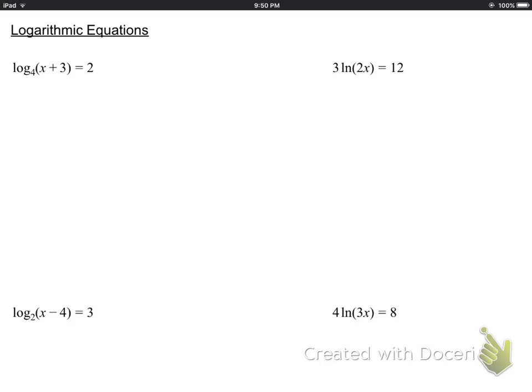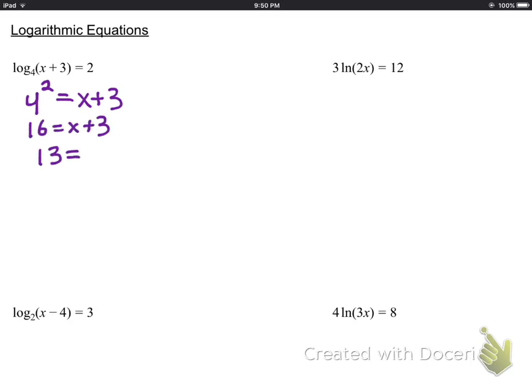It just involves rearranging and turning this into an exponential equation. So you see log base 4 of x plus 3 equals 2. If you have a question about what that is, come ask me in class again. I'll show you, because it's really hard to show without me being in front of you. But yeah, we're just converting it into exponential form, and 4 squared equals x plus 3.